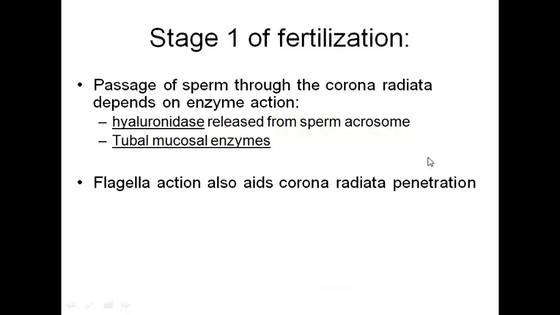Now we'll discuss the stages of fertilization. For the stages of fertilization, in stage 1, what happens? The passage of sperm is taking place through corona radiata, depends on the enzyme action. Corona radiata में पेनिट्रेट कर रहे हैं तो इसमें हमें कौन से एंजाइम्स नीडेड होंगे? हाइलुरोनिडेज रिलीज फ्रॉम स्पर्म एक्रोसोम एंड ट्यूबल म्यूकोजल एंजाइम्स. ट्यूबल म्यूकोजल जो यूट्राइन ट्यूब के म्यूकोजा से रिलीज हो रहे हैं एंड हाइलुरोनिडेज एंजाइम्स जो स्पर्म के एक्रोसोम से रिलीज हो रहे हैं, राइट. द फ्लैजुला एक्शन ऑल्सो एड्स कोरोना रेडिएटा पेनिट्रेशन. फ्लैजुला ऑफ स्पर्म.